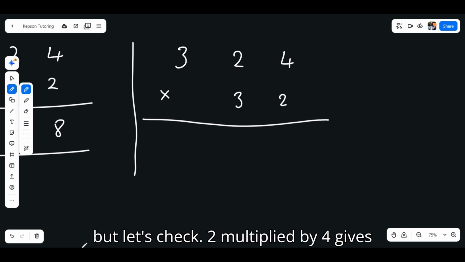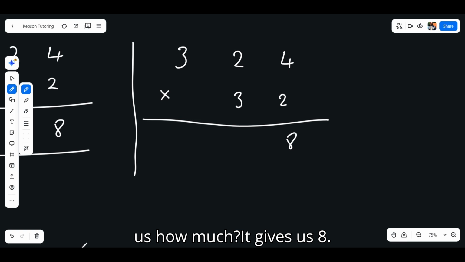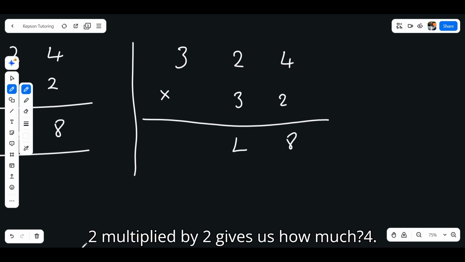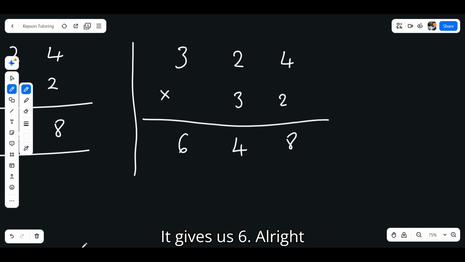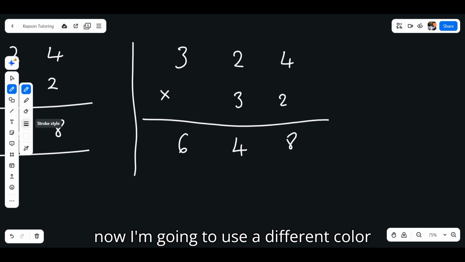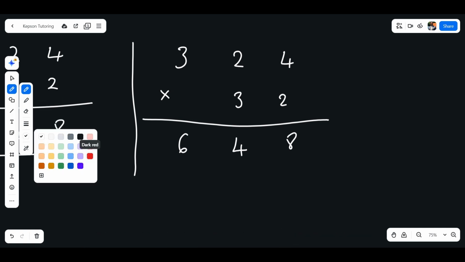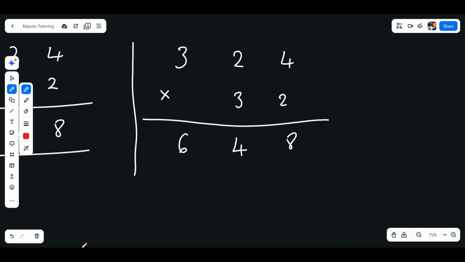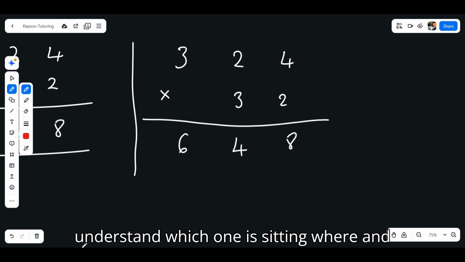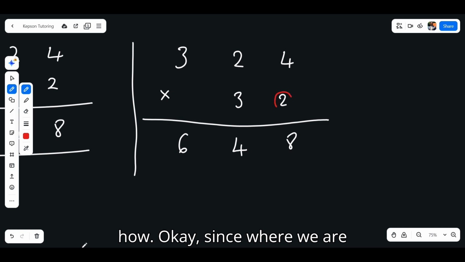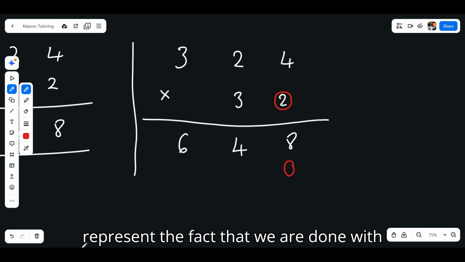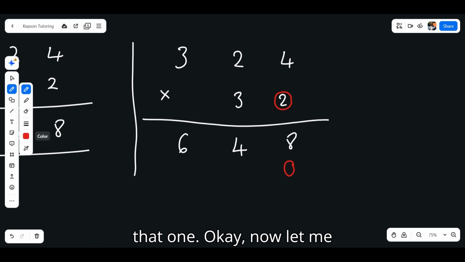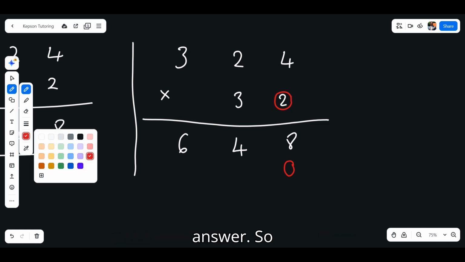Okay, but let's check. 2 multiplied by 4 gives us how much? It gives us 8. 2 multiplied by 2 gives us how much? 4. 2 multiplied by 3 gives us how much? Gives us 6. All right. Now, I'm going to use a different color so that we can understand which one is sitting where and how. Since we are done with multiplying with this one, which is 2, it means we are going to put a 0 here to represent the fact that we are done with that one.